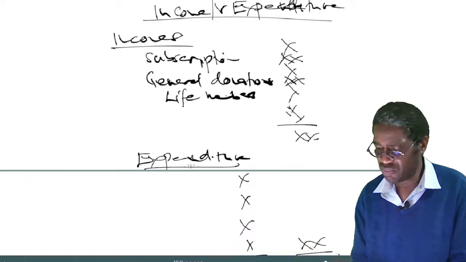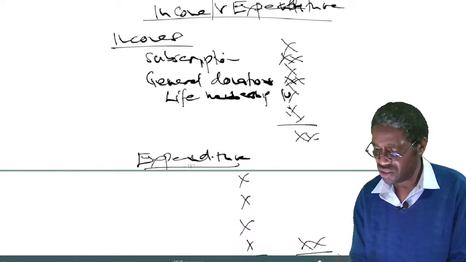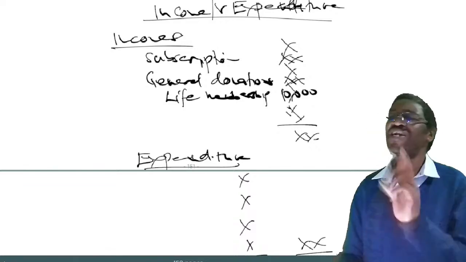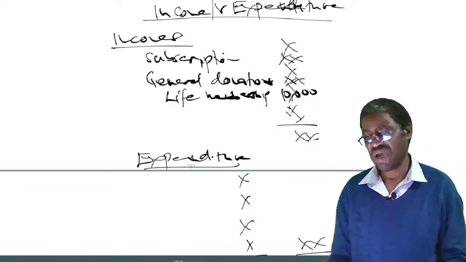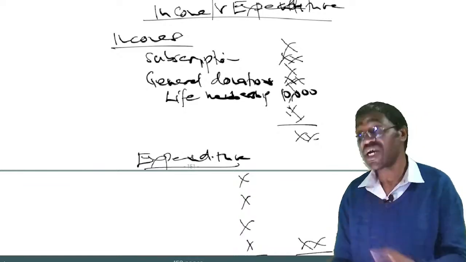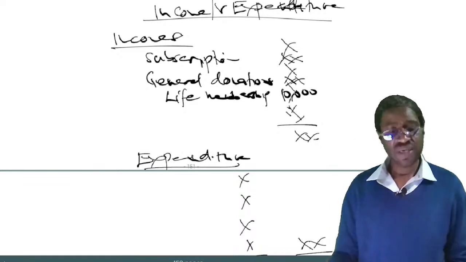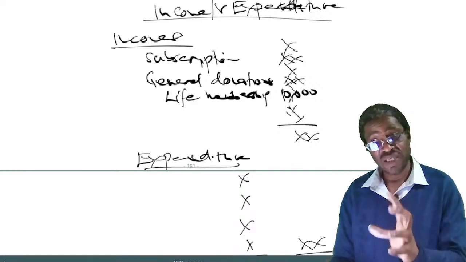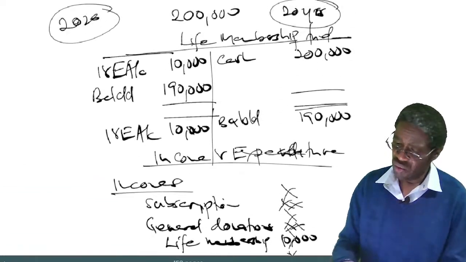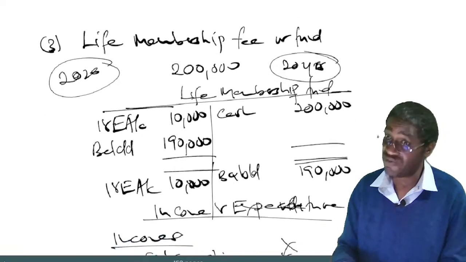Life membership, 10,000. The other 190, by end of year one, you will consider it as a liability. I hope you have understood what we do for life membership fund.